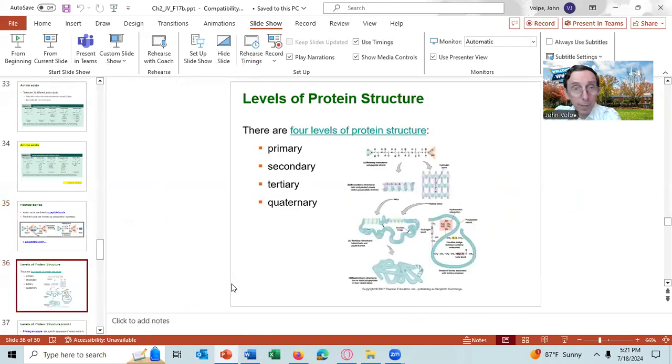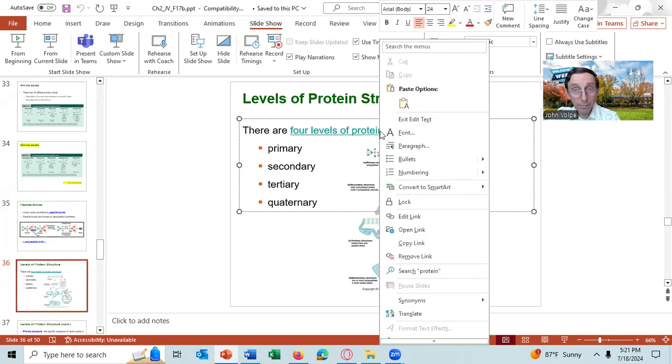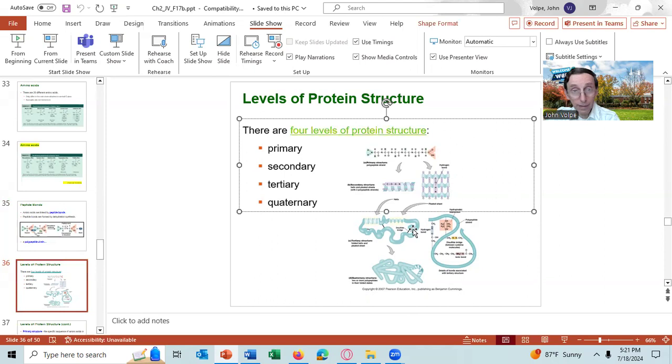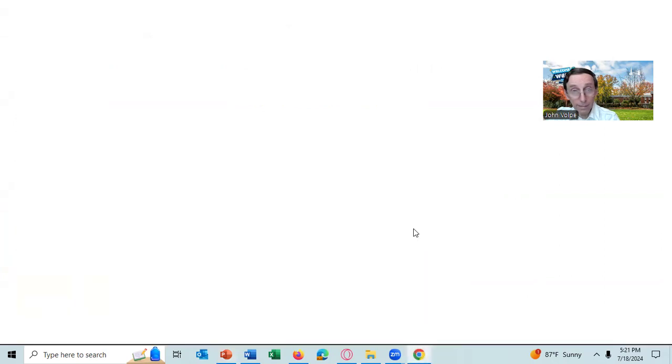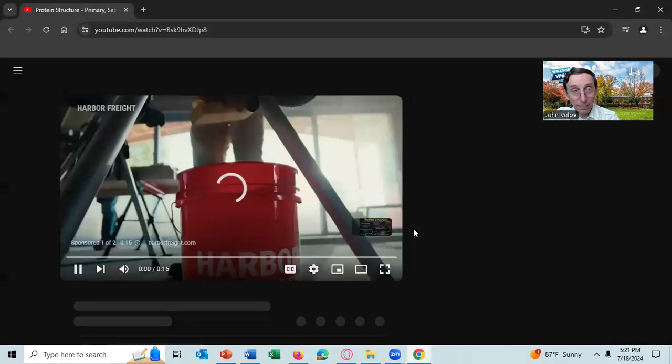All right. Proteins have different levels of protein structure, and there are actually 4 different levels to the protein structure. There's the primary level, the secondary level, the tertiary level, and the quaternary level. Let's watch a little video talking about these different levels.